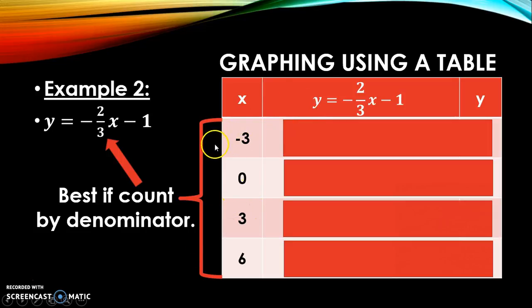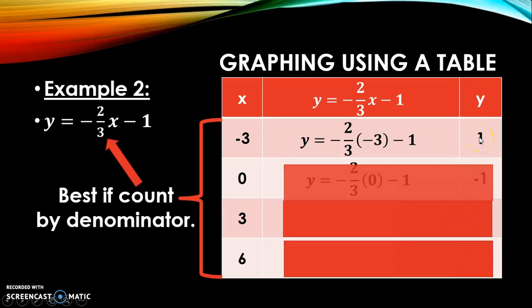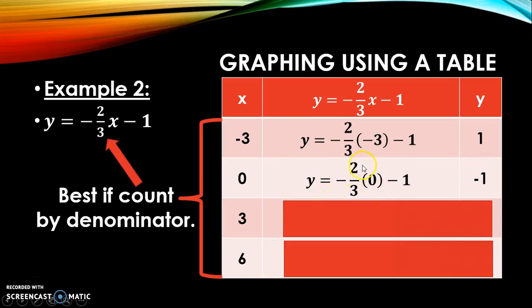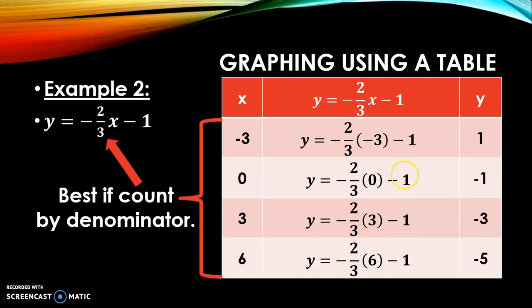Now that we've established that, I'm going to take negative 3 and put it into my equation and work it out. So negative 3 times negative 2/3, that is positive 2, minus 1 gives me 1. That would become my y value. And I'm going to do this for each of my values. I'm going to plug in 0. 0 times negative 2/3 is 0. Minus 1 makes negative 1. I'll do this again and again. And now I have a filled out table. I know that my x value matches with this y value. This x value matches with this y value, and so on and so forth.